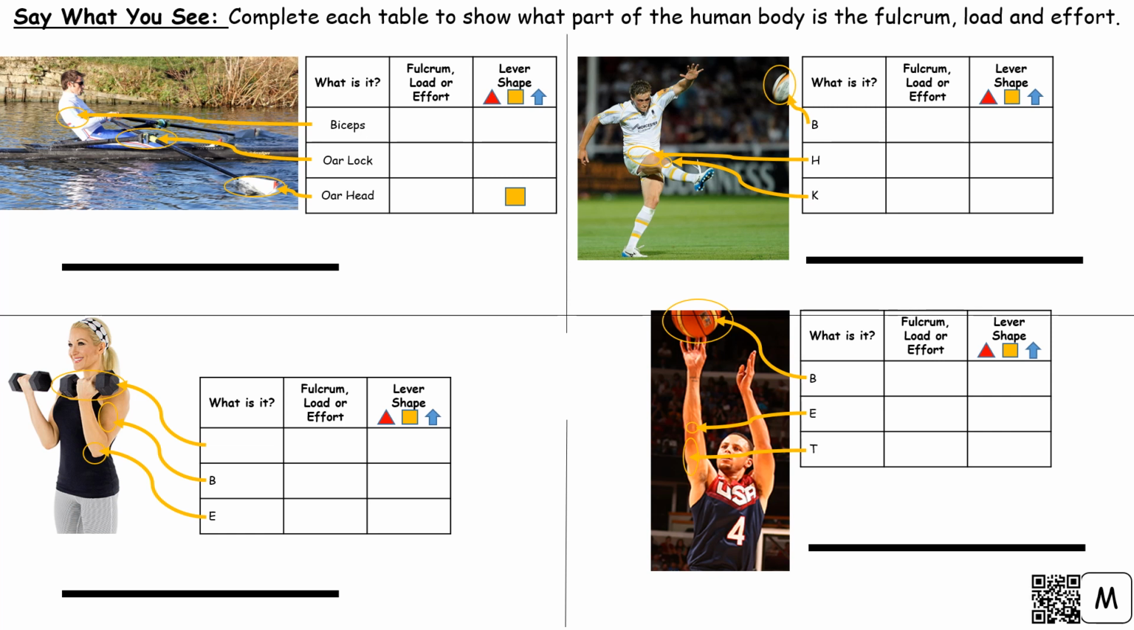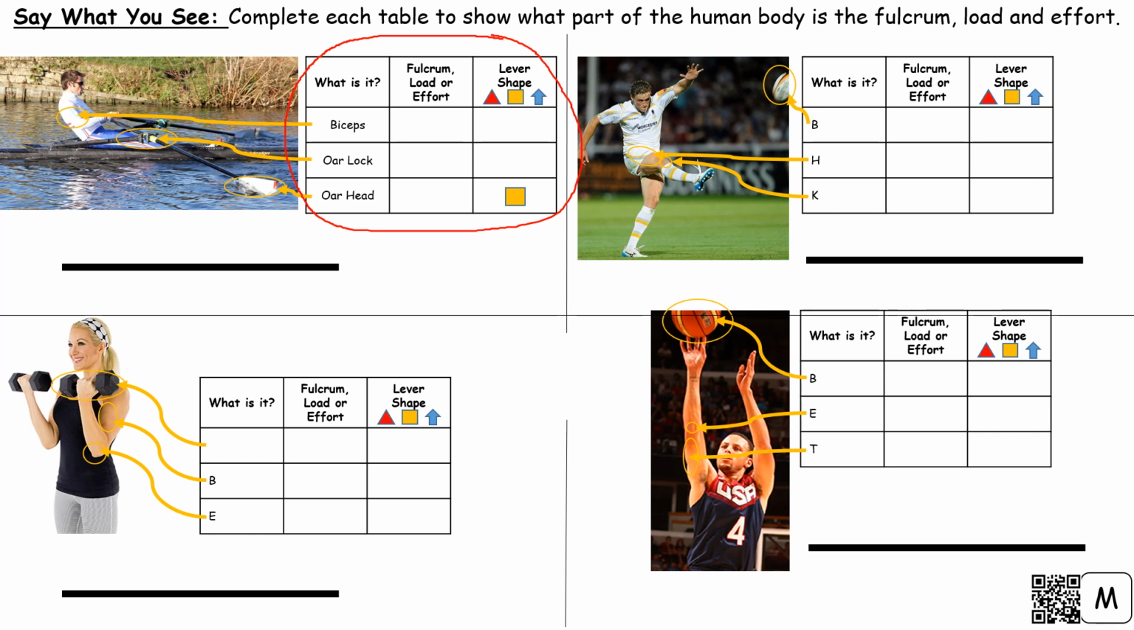So the first thing that I'd like you to do now is this is going to be helping us to identify the class of lever from different sporting examples. So what I'd like you to do first of all now is, if we look at the picture in the top left hand corner of the rower, I'd like you to try and complete this table for the rower, and then I'd like you to do the same for the person kicking a rugby ball, the girl doing a bicep curl, and a basketball player taking a shot.